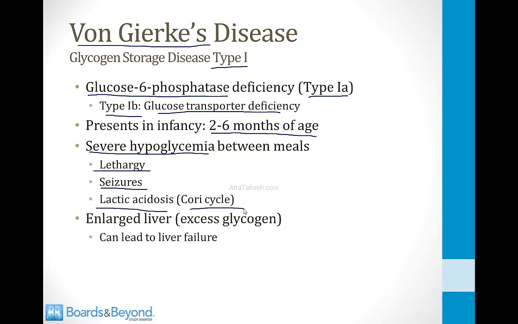We'll talk more about that in a minute. In addition, because they can't get glucose out of the liver, their liver becomes enlarged. There's excess glycogen in the liver. That's why it's called a glycogen storage disease, and this can lead to liver failure in the child.